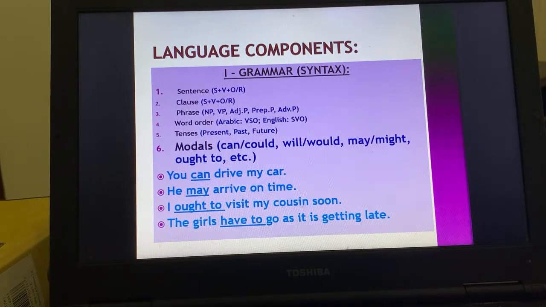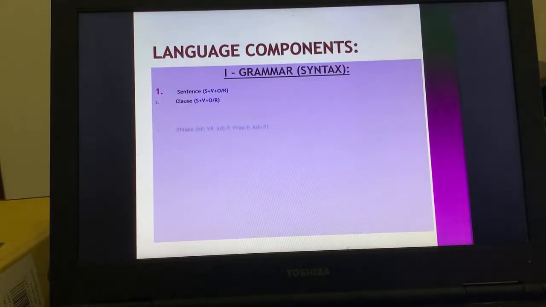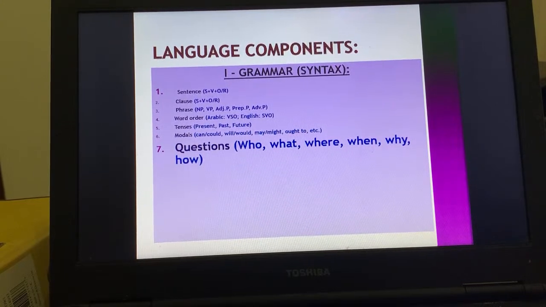So these are the modals. هذه هي الأفعال المساعدة في الترجمة لها عدة استخدامات. We move on from that one, after the modals, to the questions. أسئلة. Who, من, what, ماذا, where, أين, when, متى, why, لماذا, and how, كيف. And here we have an example. How do you prepare this dish?